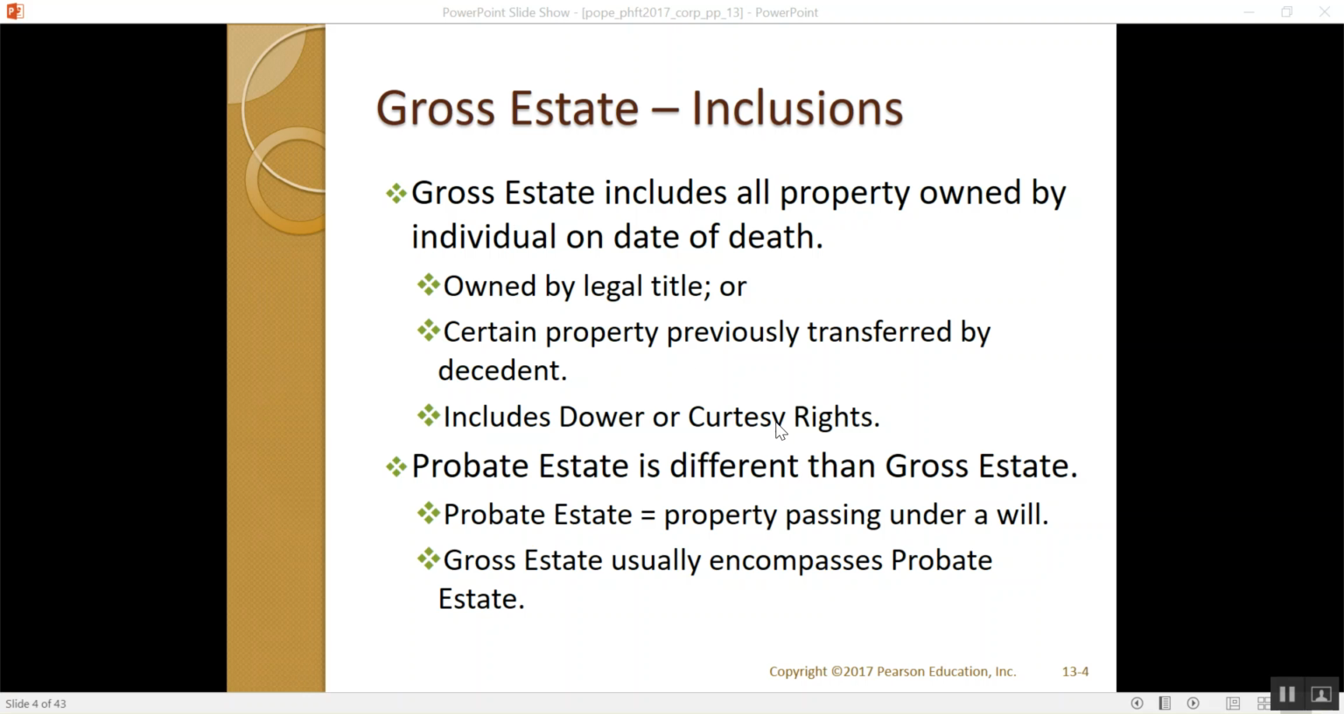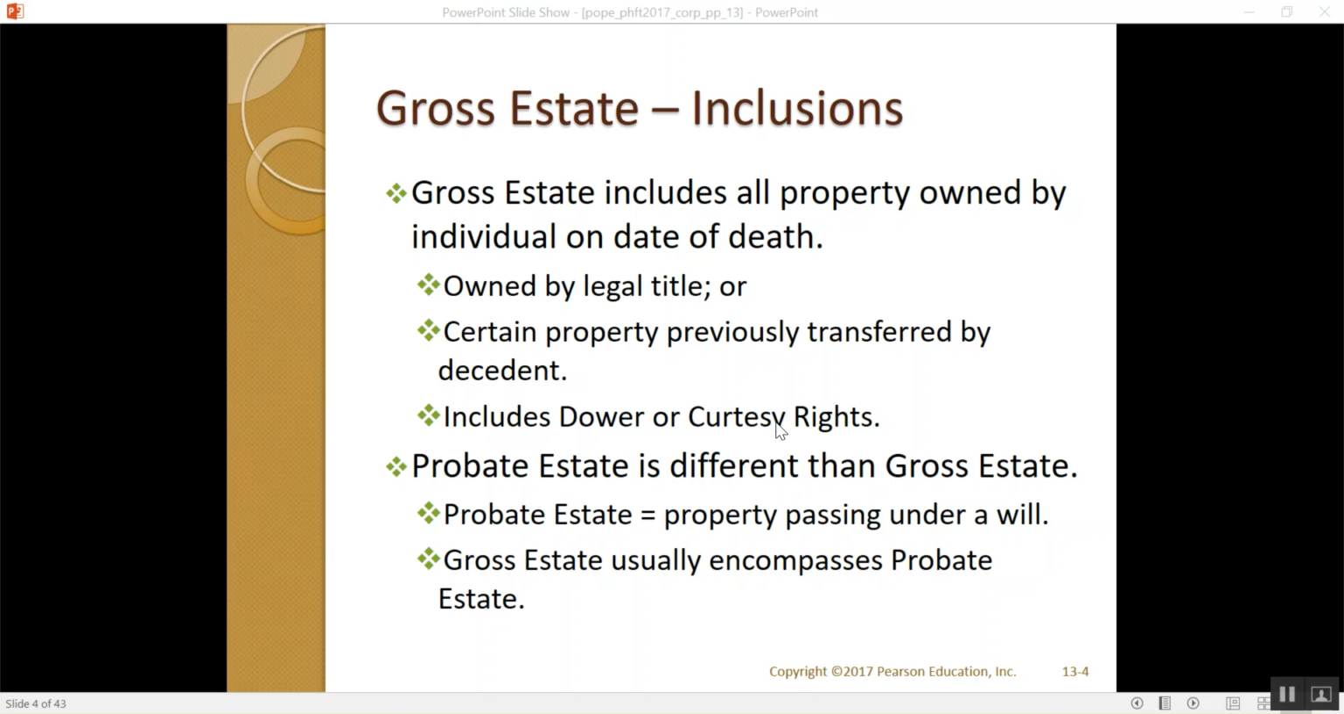So, in other words, even though the living spouse is accorded some interest in the decedent spouse's property that he leaves upon his death, that amount that's given to the wife, if it's the husband who dies, is still included in the husband's estate.